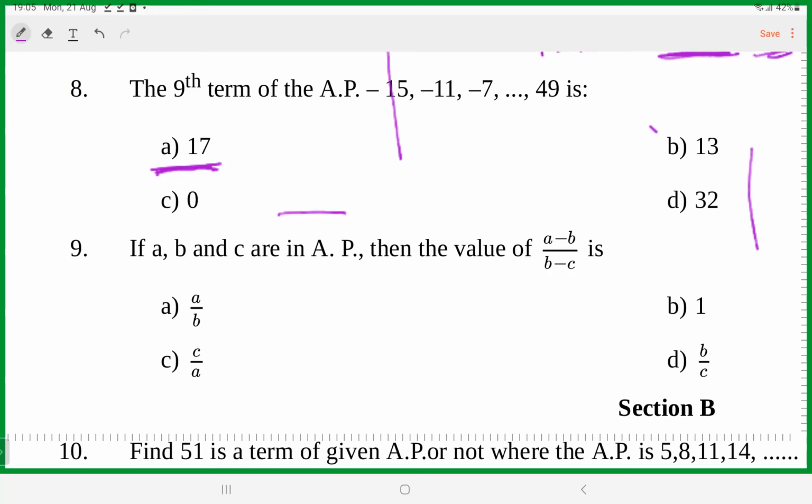What about A minus B by A minus C? A minus B by A minus C, not B minus C. Read it. I asked A minus B by A minus C. B by C. Yeah.